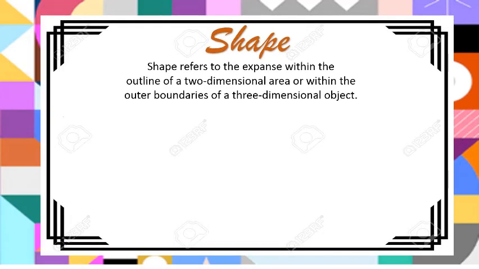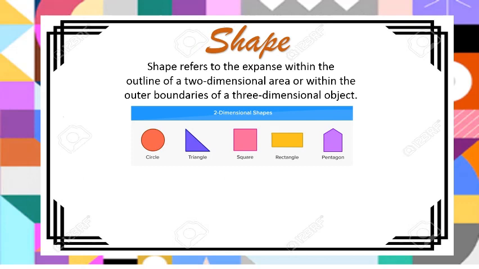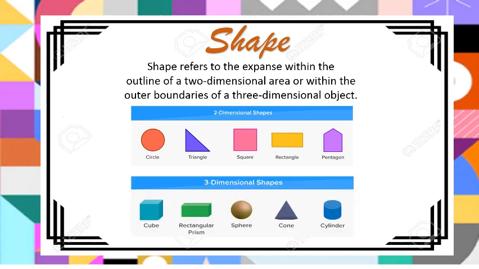Shape. Shape refers to the expanse within the outline of a two-dimensional area or within the outer boundaries of three-dimensional objects. So it can be two-dimensional shapes or three-dimensional shapes.